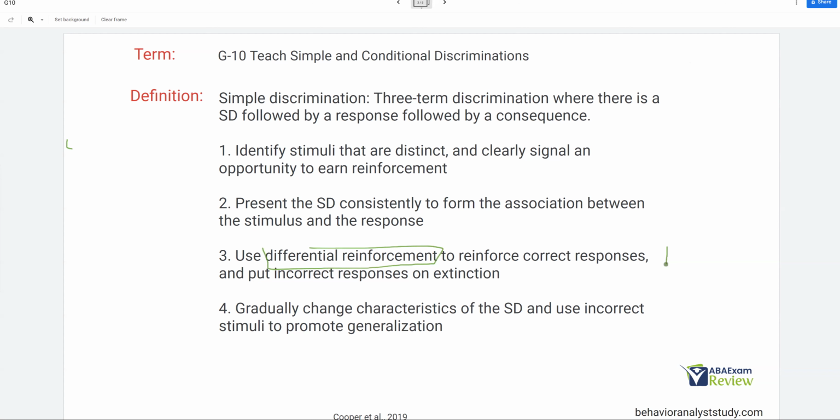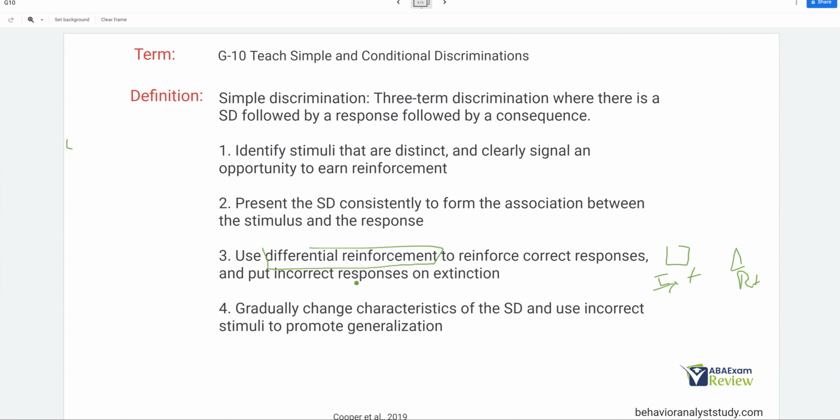Why is it the key? Well, if I have square, I have triangle, and the SDs touch triangle, this is on extinction. This is getting reinforcement. So it's textbook differential reinforcement. Differential reinforcement is extremely important in teaching discrimination.